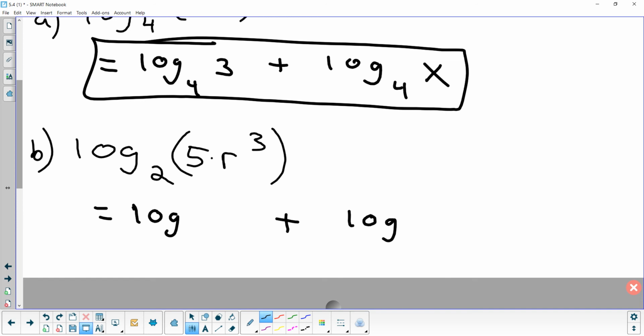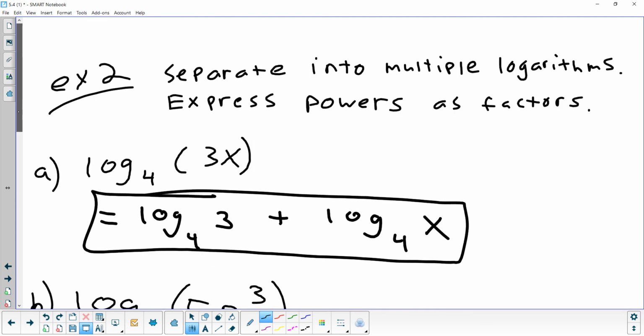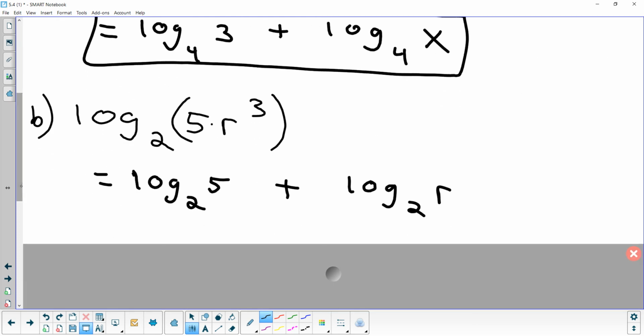Base on each log? 2. What is my first argument? 5. And my second argument? 3 log 2 r. So it would be r cubed, but it specifically said in the directions, do not leave the exponent in the answer. It said make it a factor. That means make it multiplication. Put it in front. So the r cubed ends up with the 3 in front.